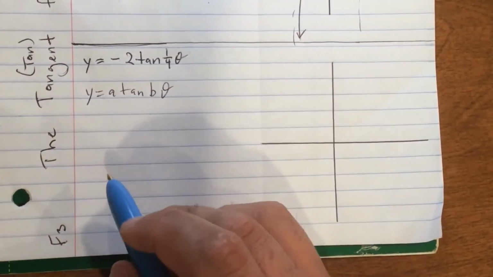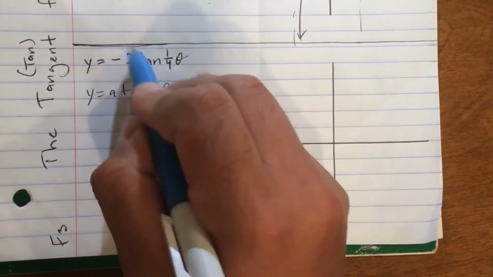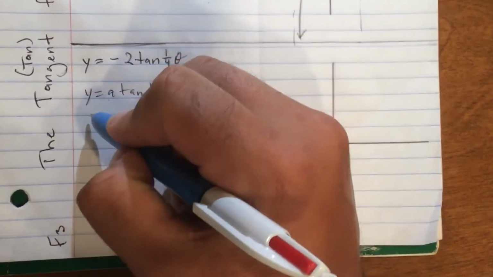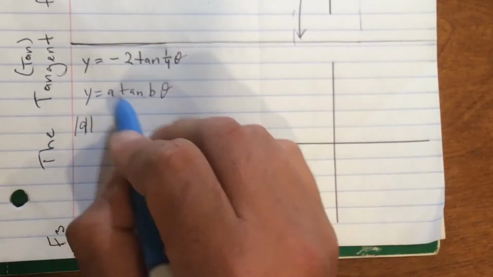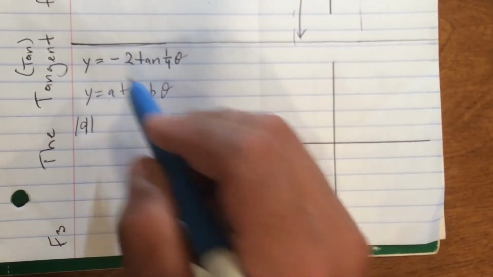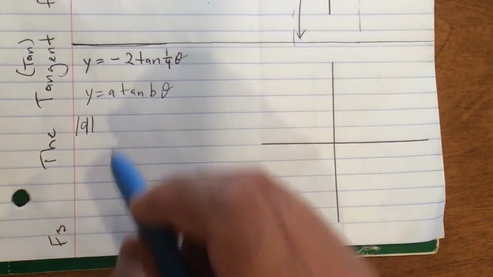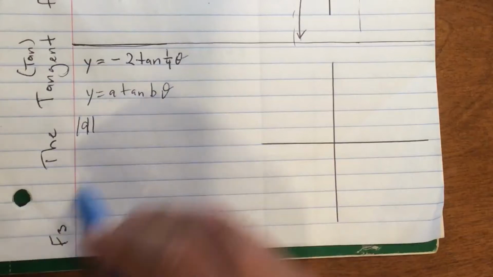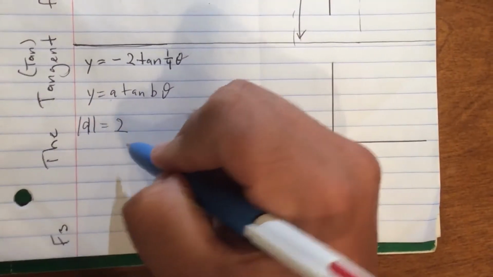Once again, we have our a. I know it's negative here, but we have to remember that this a is always going to be the absolute value of what it is. So even though it's -2, distance can never really be negative since we're just measuring distance. So this is going to be +2. So our a, or the absolute value of a, is going to equal 2.